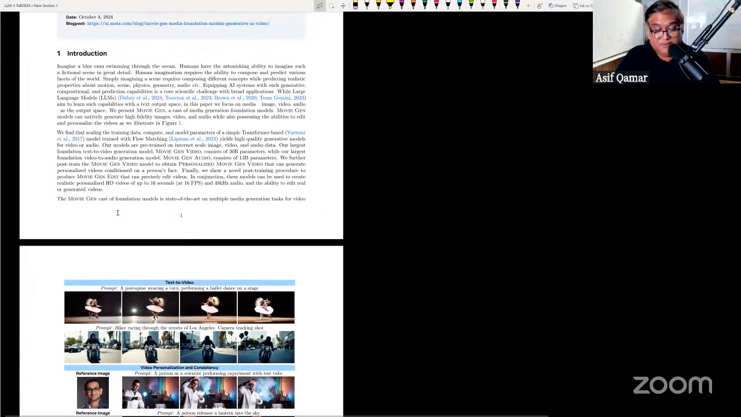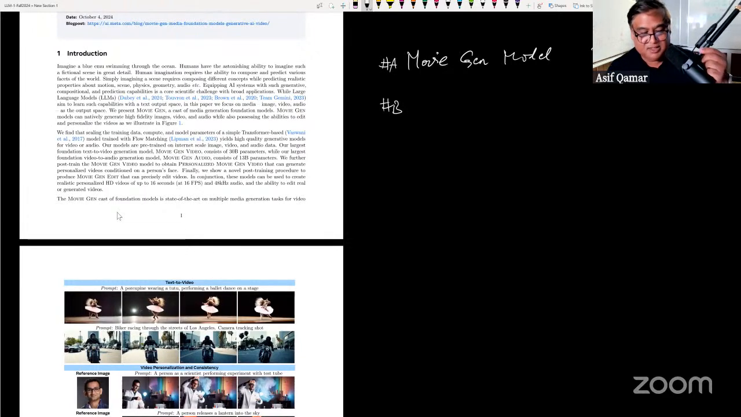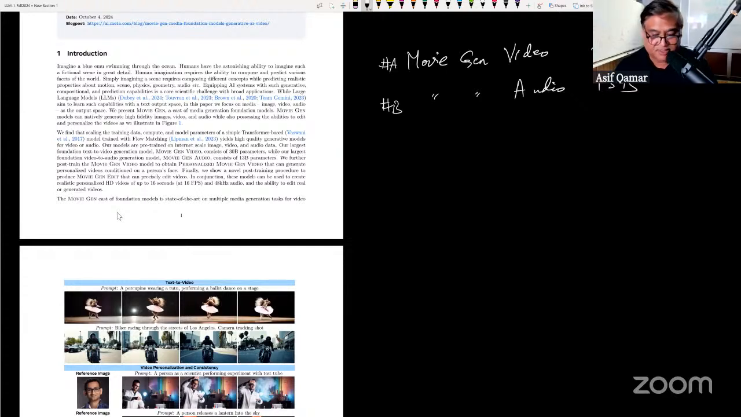Now, they go into all of this and they give you the sizes of the various models. So they say that there are basically 4 models that they built. One, they built the MovieGen video model, which is a 30 billion parameter model. Let me call it A. Then they built a second model, which is MovieGen audio, which is a smaller model, I believe 13 billion parameters.